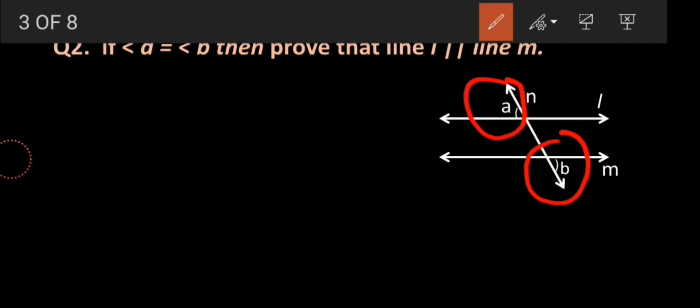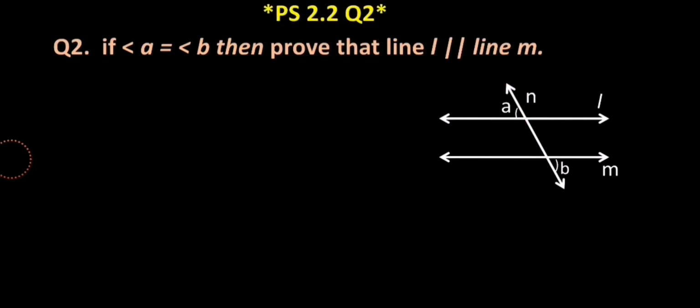But to my surprise, in the question itself, it is given that angle A and B are congruent to each other. If you observe the question properly, right? That means more than half of the work is already done, because the exterior alternate angles are already given equal to each other. So I can directly say line L and M are parallel to each other.